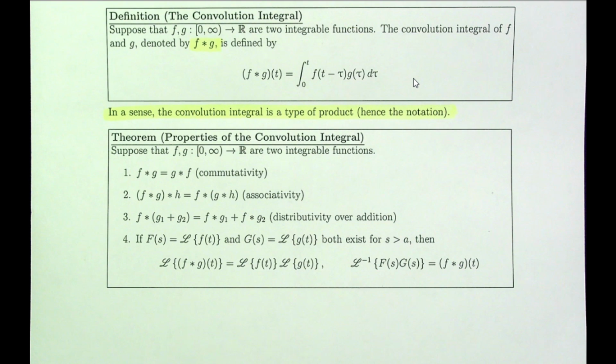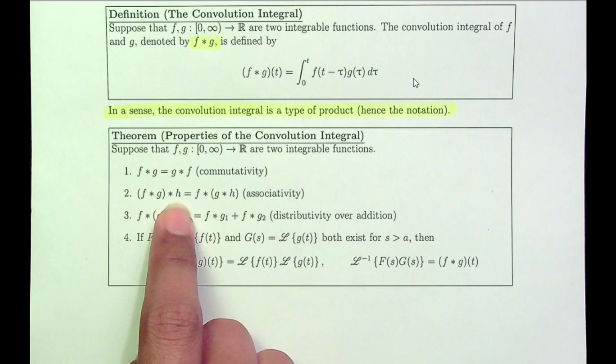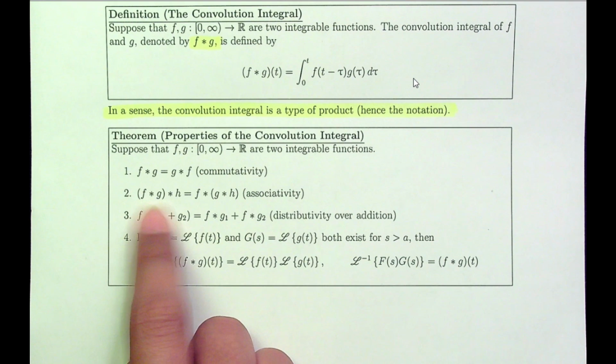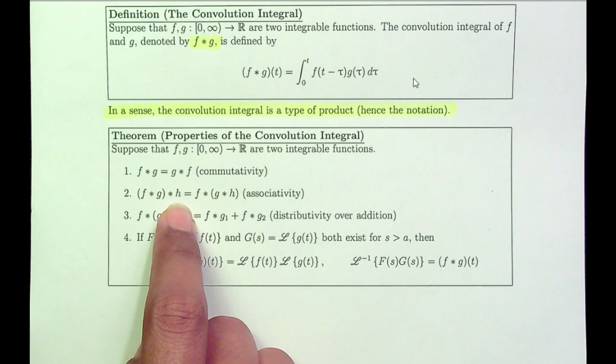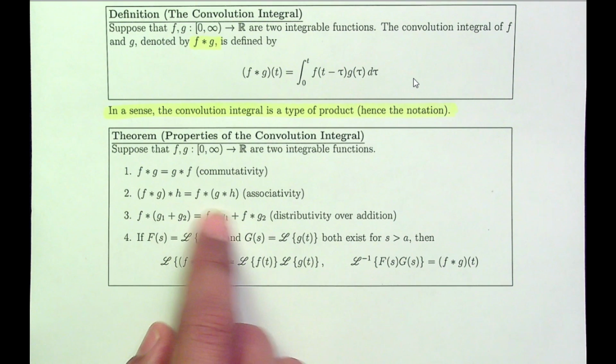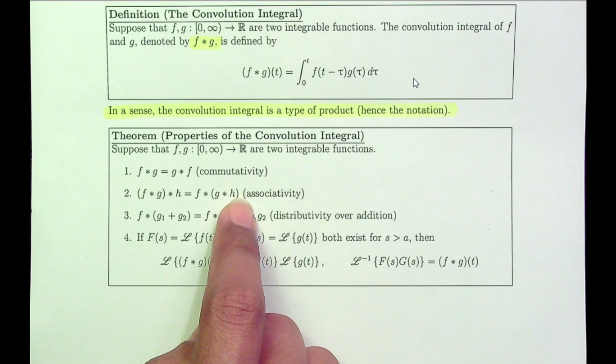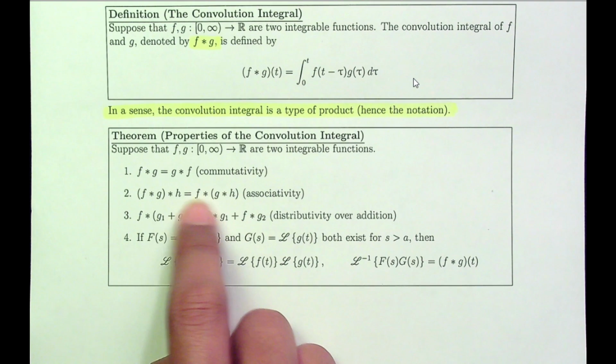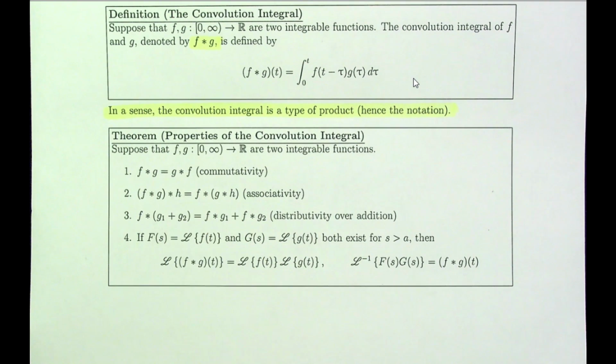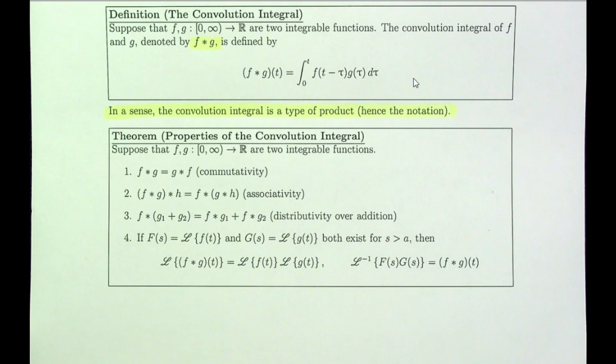So f convolved with g is the same as g convolved with f. The second one says that you can move parentheses around. So if you had three things, convolving the first two and then convolving with the third would be the same as if you take the last two first, do that, and then convolve with f. So you can regroup. That's the associativity property.